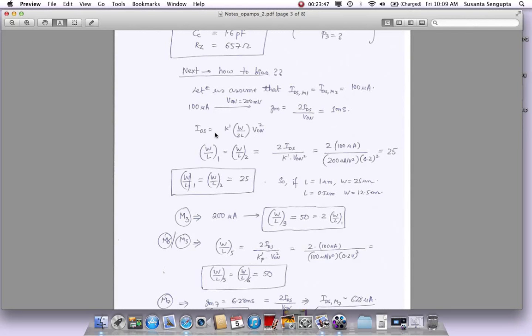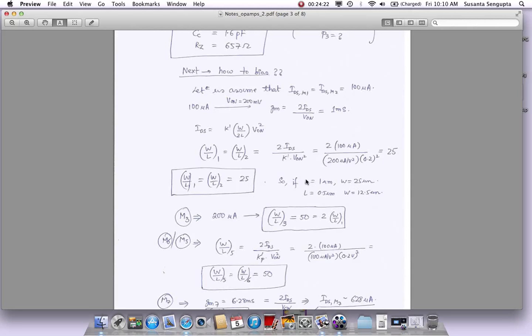So we have the IDS equation: K prime W over 2L times V on square, right? V on is 200 millivolt. K prime we know for these NMOS devices is 200 microampere per volt square. So if I put all that in this equation, 2 times IDS by K prime V on square, where IDS is 100 microampere, K prime is 200 microampere per volt square, and V on is 200 millivolts, squared, it will give me a value of 25. What it means is the W over L value for M1 and M2 has to be 25.